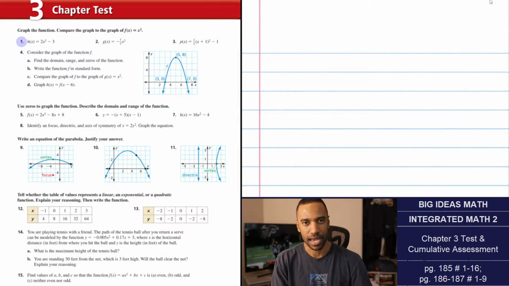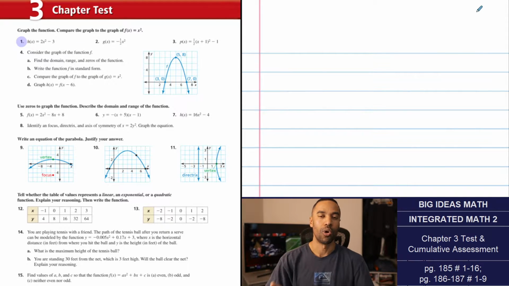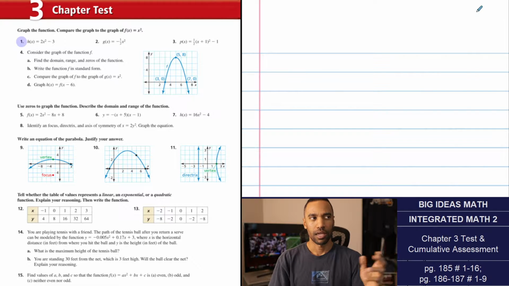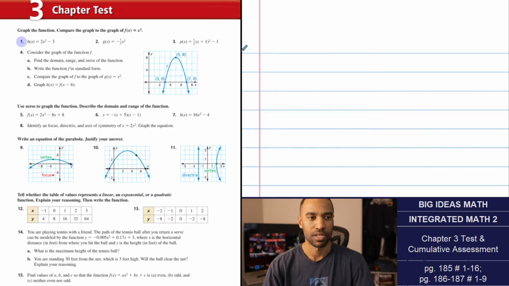This is the Chapter 3 test portion of it. After it is the cumulative assessment, which means it also covers Chapters 1 and 2, and I think as well as 3. And then I think it has more multiple choice kinds of questions at that point, but for now it's graphing, fill in the blank, whatever it is. So questions 1 through 3, we are going to indeed be graphing. Graph the function, compare the graph to f of x equals x squared.